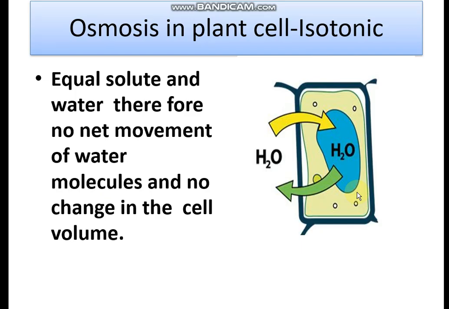Now talking about the example of plant cell, how osmosis will occur in isotonic conditions. Iso means same. It means equal solute in water, therefore no net movement of water molecules and no change in the cell volume. The amount of water entering the cell is equal to the amount of water leaving the cell.